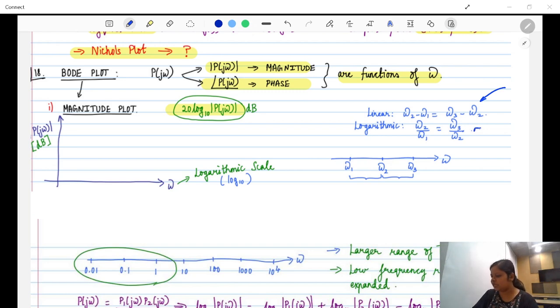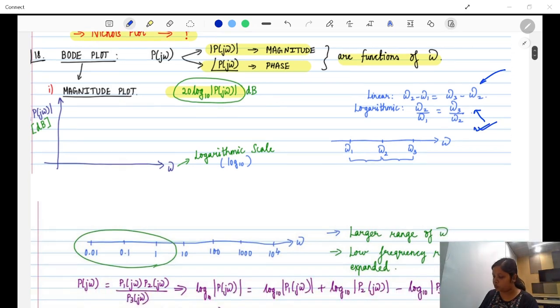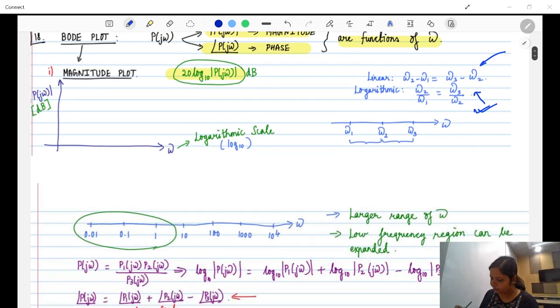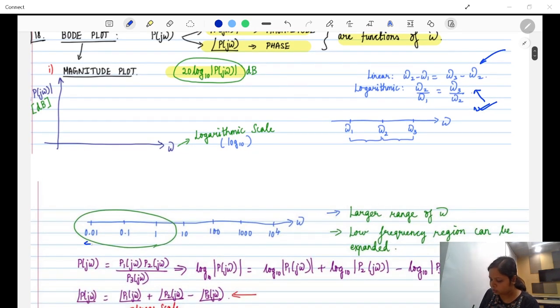Whereas in logarithmic scale, it follows a geometric progression. Geometric progression means omega 2 upon omega 1 is equal to omega 3 upon omega 2. So this is unlocked. What is the advantage that we get over here? You can represent really small frequencies. You would not have been able to represent them if you were representing 1, 2, 3, 4. You would have never got 0.01 and 0.1.